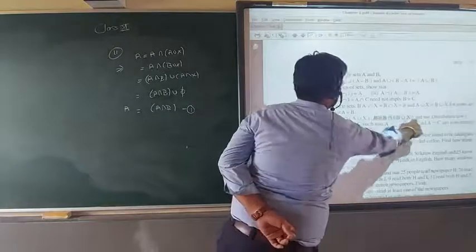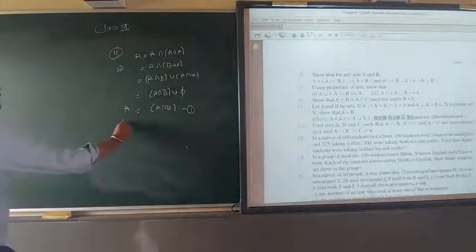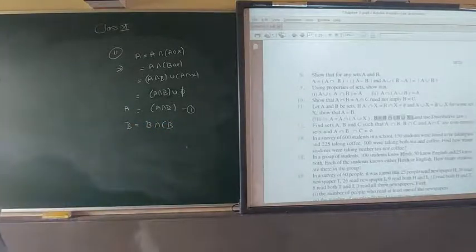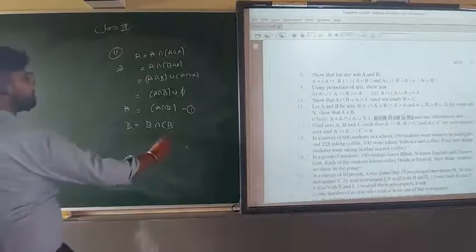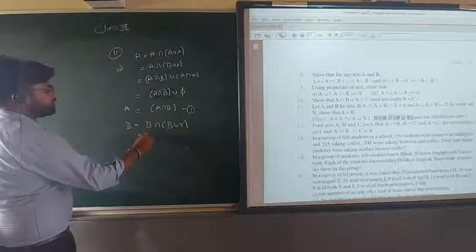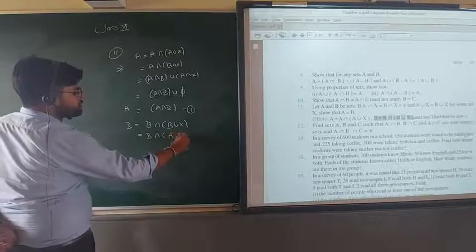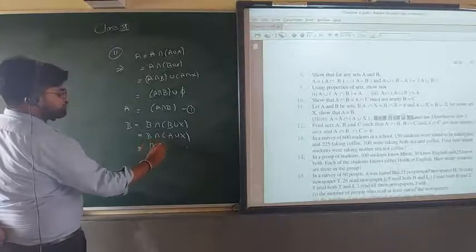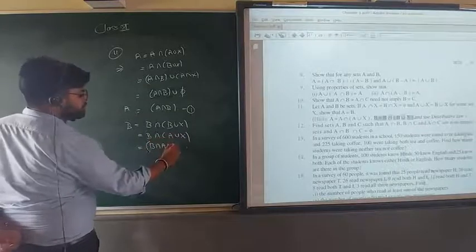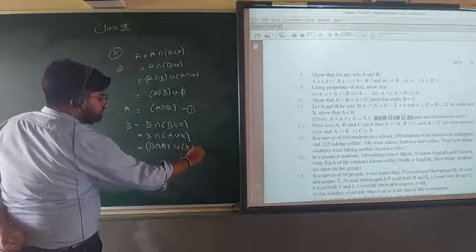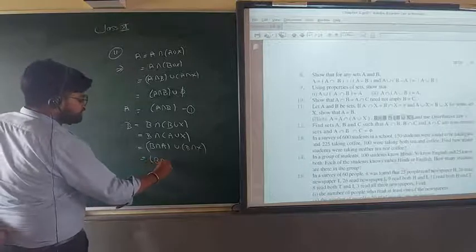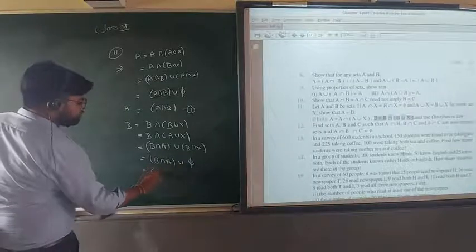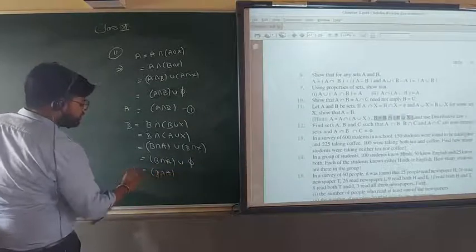Now for the second one, I use this: B equals B intersection B union X. In the place of B union X, I can write A union X. Now multiplying inside using the distributive law, B intersection A and B intersection X. B intersection X is 5 only, and the union of this is B intersection A. It will be equal to B.